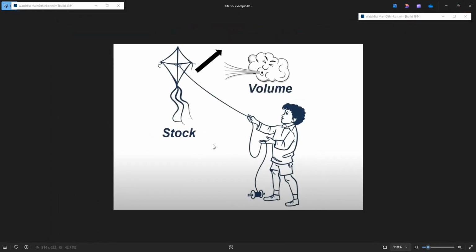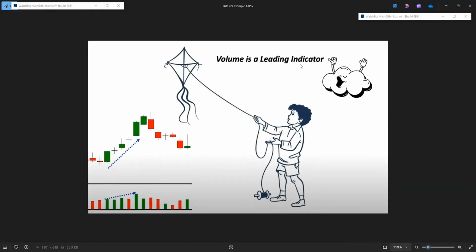Another good illustration for this is to think of the volume as the wind. If you're flying a kite, volume is the wind, the kite is your stock. As the wind is blowing harder, as the wind is strong, the kite is going to go up. Strong wind, strong volume, stock, kite go higher. Once you take away the wind, or the wind is subsiding, whatever you want to say, the kite will start to drop, or the stock.